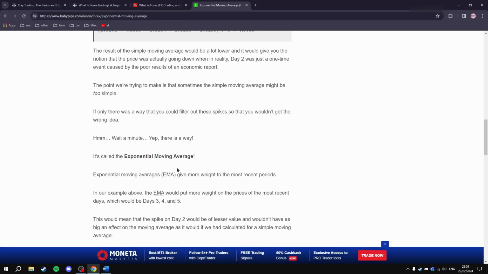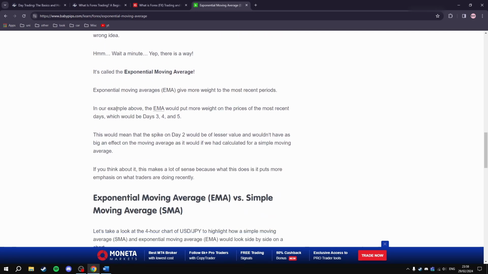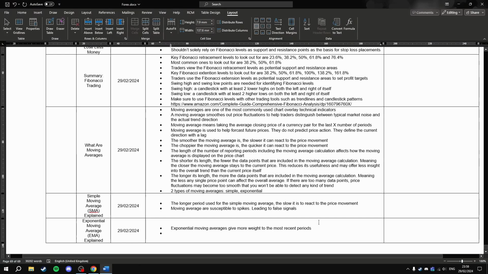In our example above, the EMA would put more weight on the prices of the most recent days, which would be days 3, 4 and 5. This would mean that the spike on day 2 would be of lesser value and wouldn't have as big an effect on the moving average as it would if we had calculated for a simple moving average. If you think about it, this makes a lot of sense, because what this does is it puts more emphasis on what the traders are doing recently.